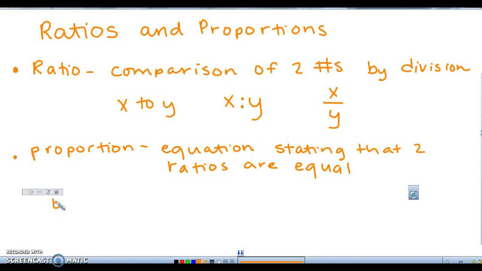For instance, maybe we want to know if 16 over 24 is in proportion to 2/3. Well, if we reduce 16 over 24, dividing top and bottom by 8, we would get 2/3. So that means we can say that 16 over 24 is equal to or in proportion to 2/3.